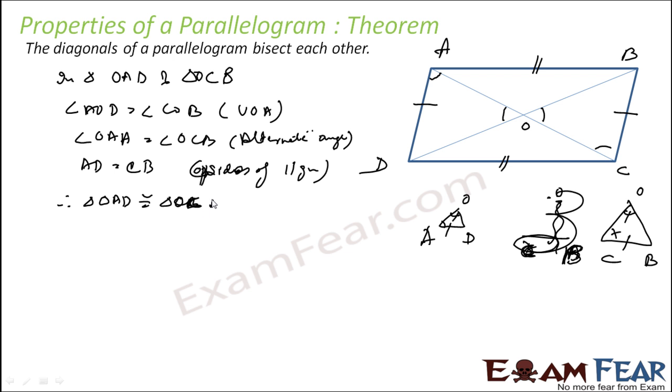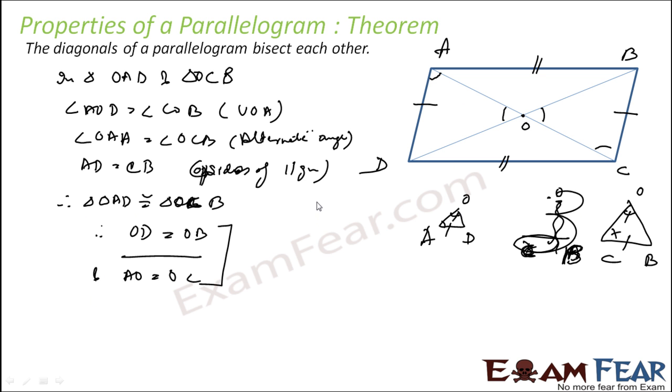Since they are congruent, we can say that OD is equal to OB. Therefore, OD is equal to OB. Thus, you see that O is bisecting diagonal BD. Similarly, you can take the other two triangles and prove that AO is equal to OC, right? You don't need to prove another one.